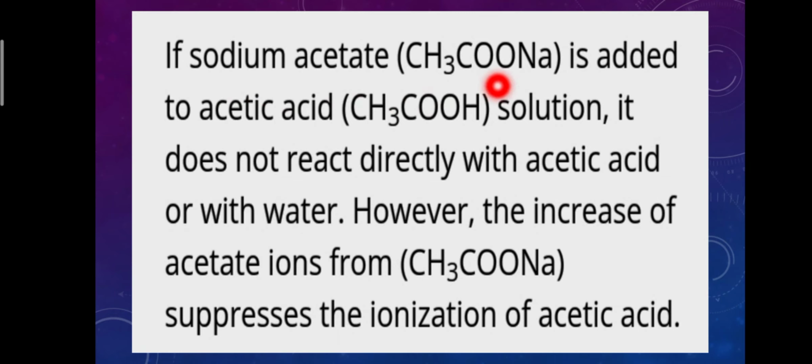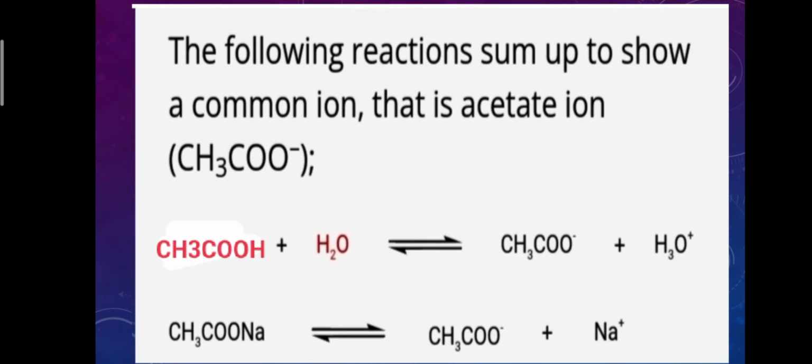If sodium acetate is added to acetic acid solution, it does not react directly with acetic acid or with water. However, the increase of acetate ions from sodium acetate suppresses the ionization of acetic acid. The following reactions show a common ion, that is the acetate ion. Acetic acid, when it dissolves in water, provides a small number of acetate ions, and H positive reacts with water to form the hydronium ion, that is H3O positive.